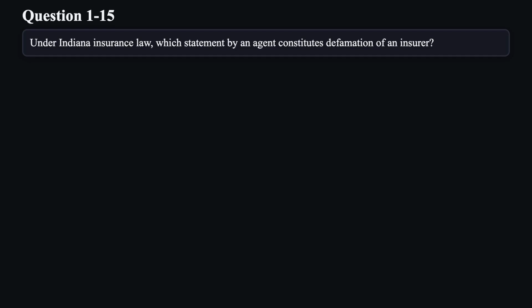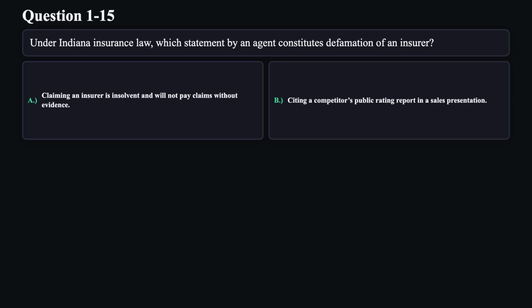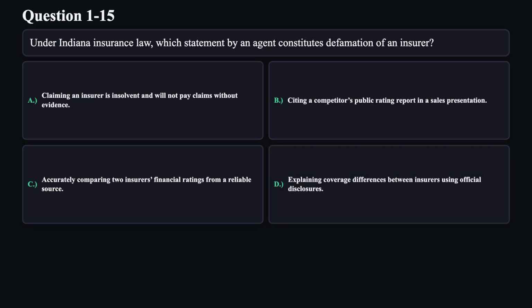Question 15. Under Indiana insurance law, which statement by an agent constitutes defamation of an insurer? A. Claiming an insurer is insolvent and will not pay claims without evidence. B. Citing a competitor's public rating report in a sales presentation. C. Accurately comparing two insurers' financial ratings from a reliable source. D. Explaining coverage differences between insurers using official disclosures.